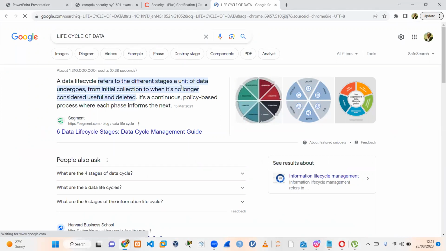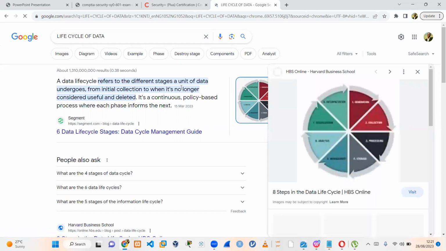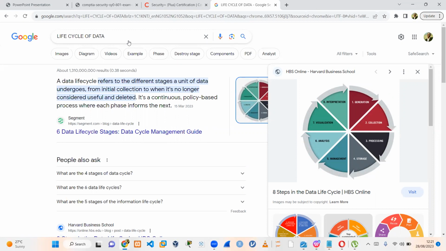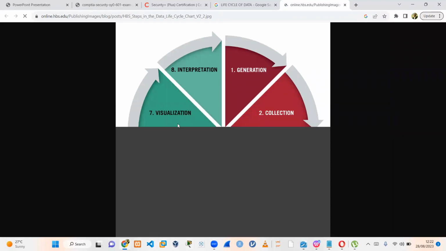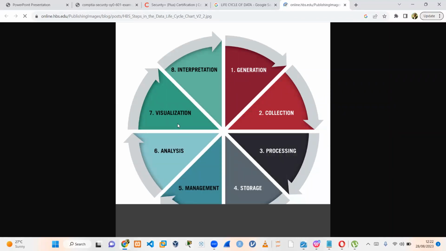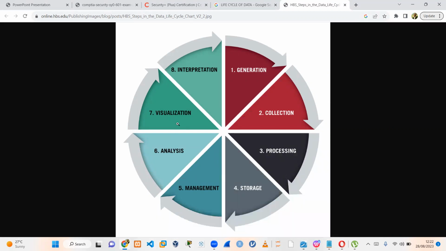So data lifecycle refers to the different stages a unit of data undergoes from initial collection to when it's no longer considered useful and deleted. By regulation, when we start learning about governance, risks, compliance, that's when you get to understand that data has, in its life cycle, by regulations, depending on the standard, either in banking or in tech or in healthcare, an acceptable number of years that you can keep, or you should keep, data. You cannot just say, okay, I collected so much data, I'm deleting it. Or you build into your systems that somebody is able to remove data, somebody is able to delete data.